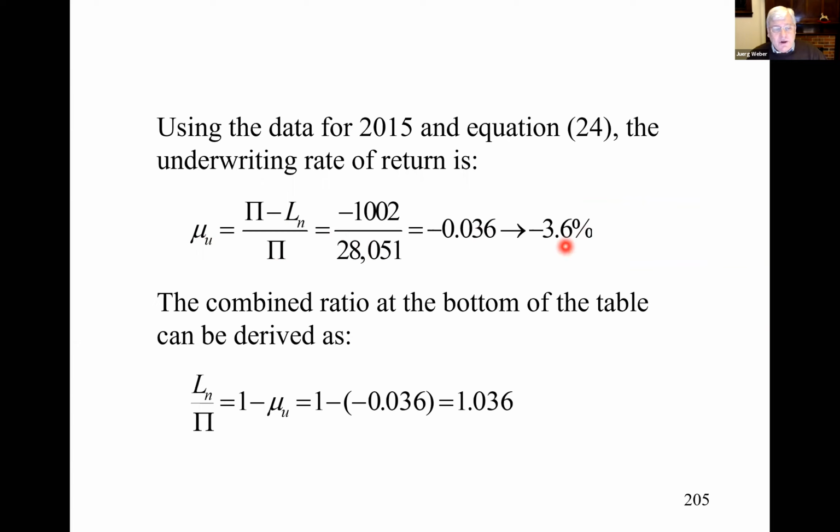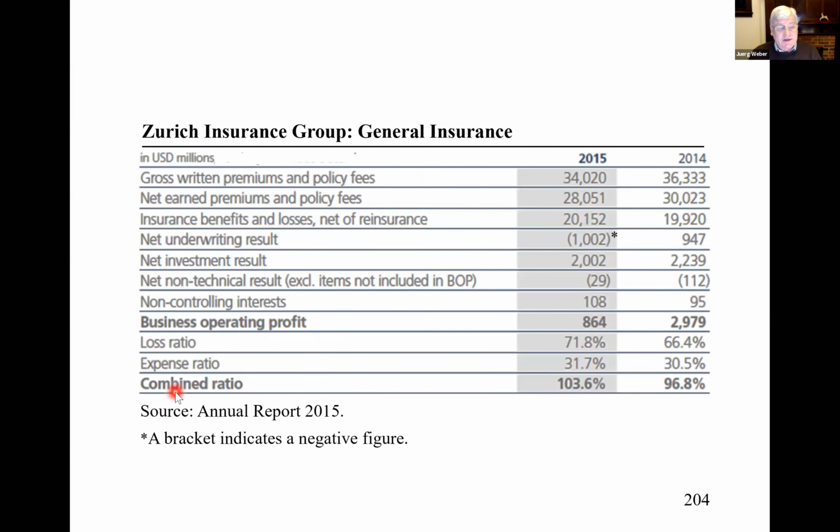And you also can derive the combined ratio. Just rearrange this formula here, solve it for ln divided by pi. So ln divided by pi is 1 minus mu u. That's straightforward. And you have here minus minus. So you will get here now a combined ratio of 1.036. So it's above 1. And that's what they have down here, 103.6%.